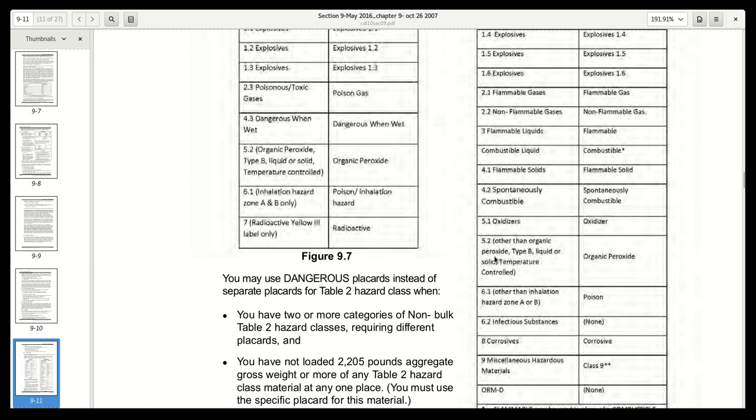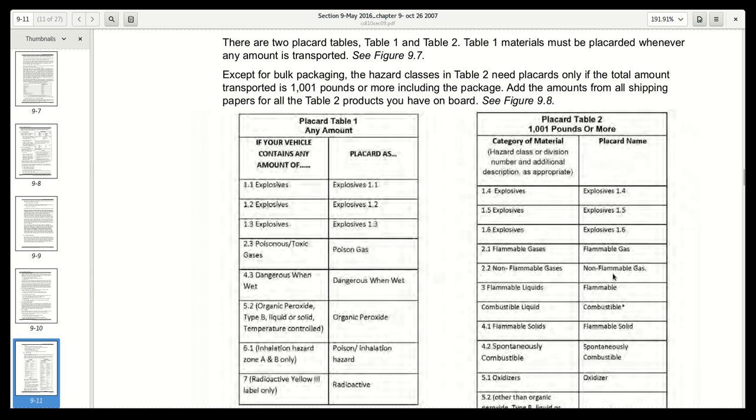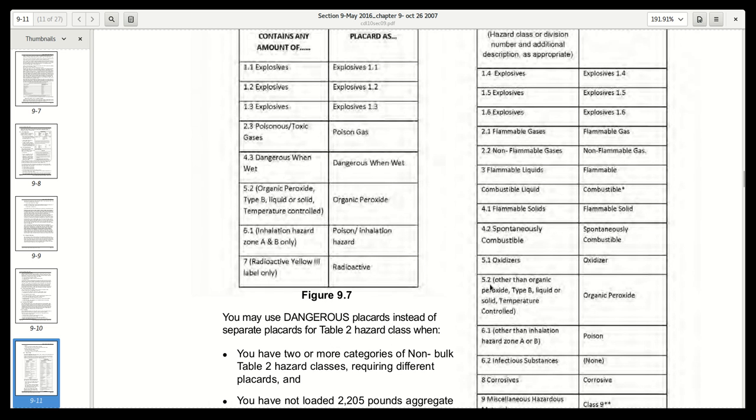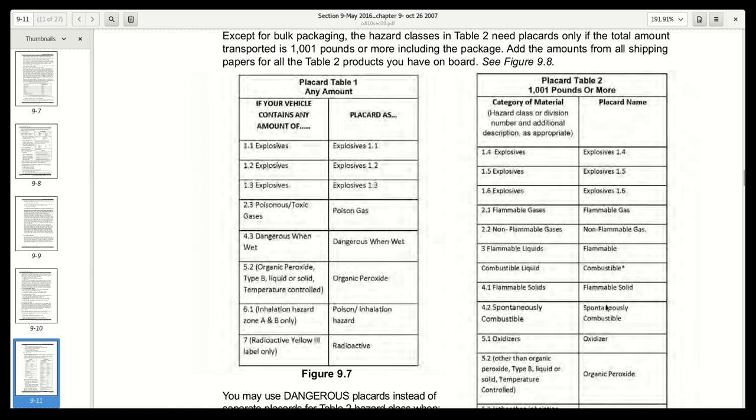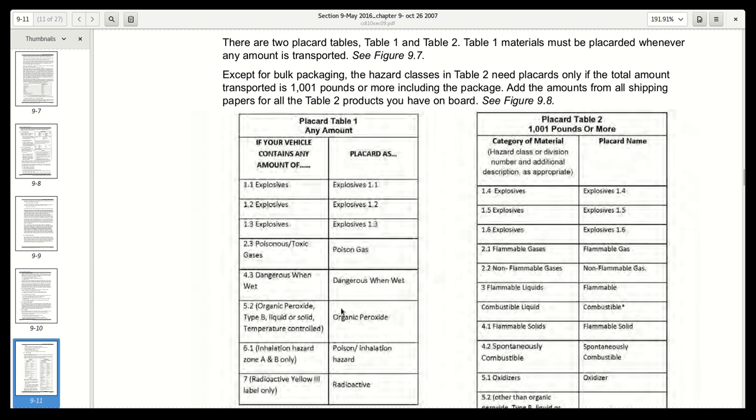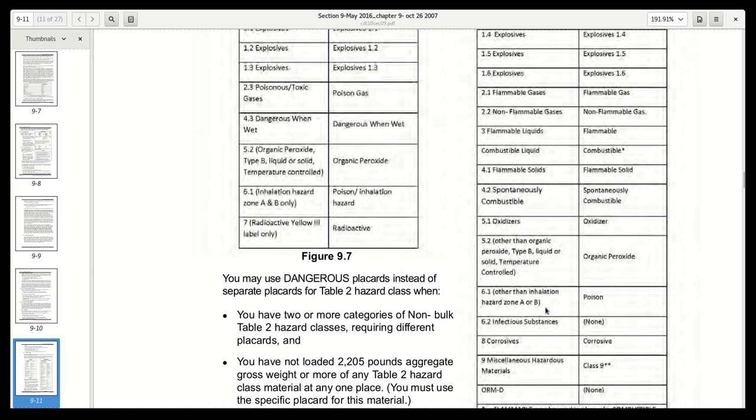5.2 other than organic peroxide, type B liquid or solid, temperature controlled. If you have 1,001 pounds of those other category 5.2 materials, then that's placarded as organic peroxide. So you have some cases where you always placard the 5.2 category, and then there are other cases where you placard it if you have 1,001 pounds or more.